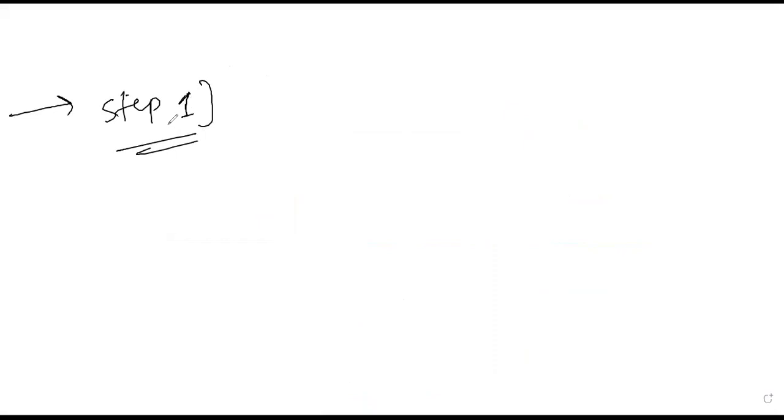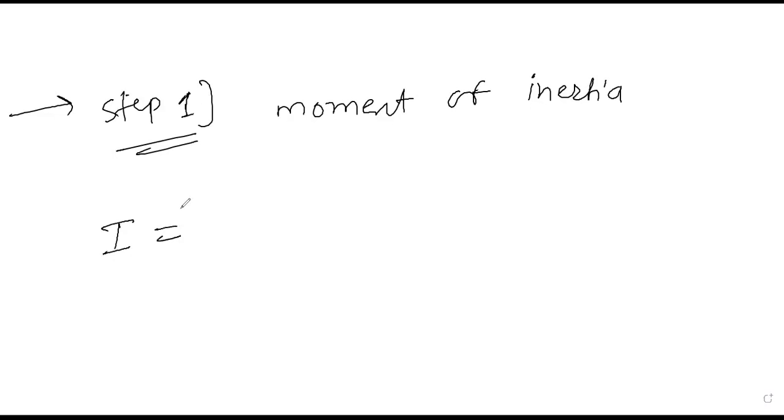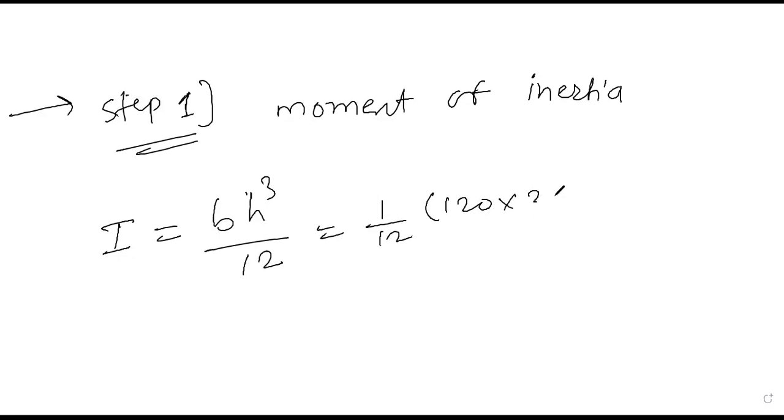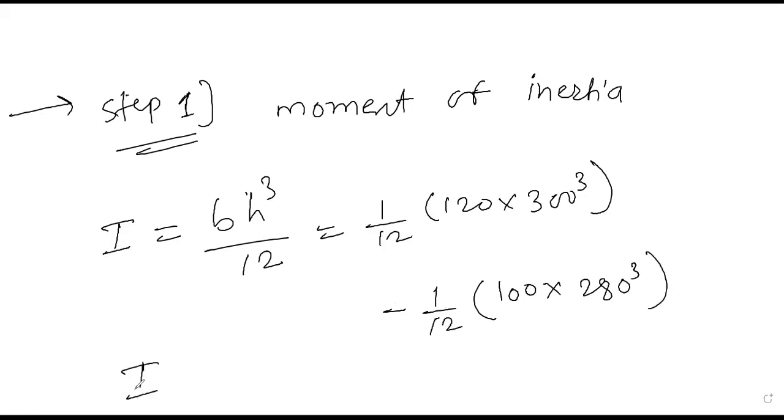Now, first step, solution. First, we have to find out the moment of inertia for the given section. I is equal to, you can refer to the diagram now. I will not draw the diagram again. So I is equal to BD cube by 12, for a rectangle. So 1 by 12, 120 into 300 cube, minus 1 by 12, 100 into 280 cube. Is it correct? Big rectangle minus small rectangle.